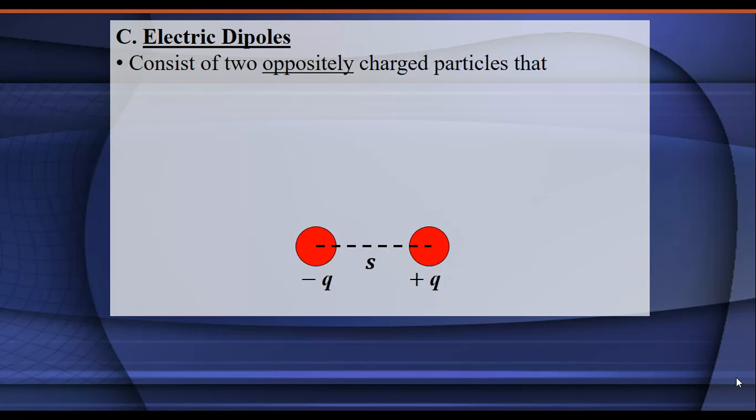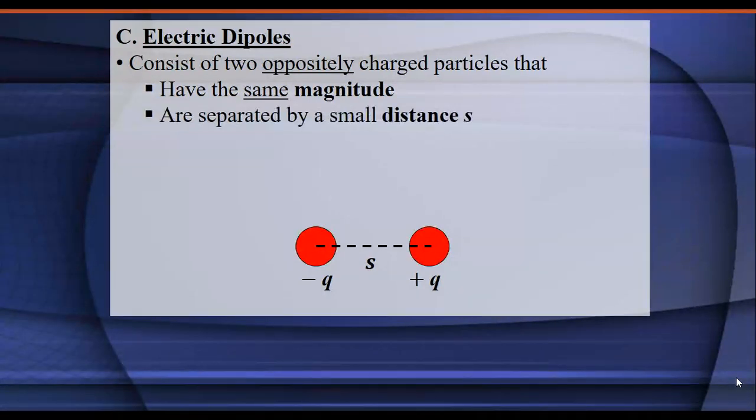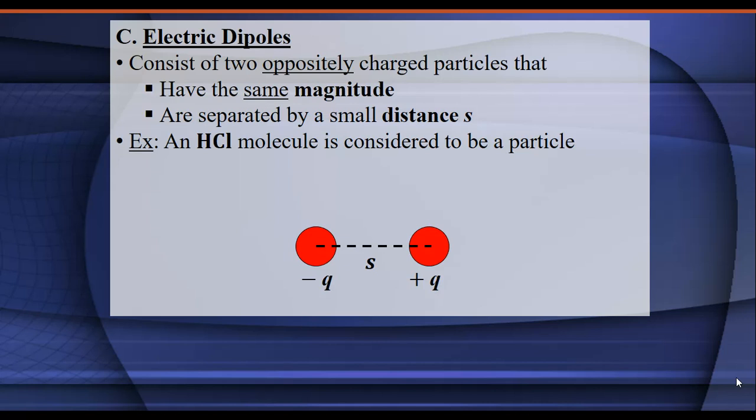In terms of defining what an electric dipole would be, an electric dipole consists of two oppositely charged particles that, one, have the same magnitude. If you take the absolute value of negative q and positive q, it would just be q. And they're separated by a really, really small distance. Whenever you see that prefix di, it means two of something. So in this case, we have two oppositely charged particles, same magnitude, opposite charge, separated by a really, really tiny distance.